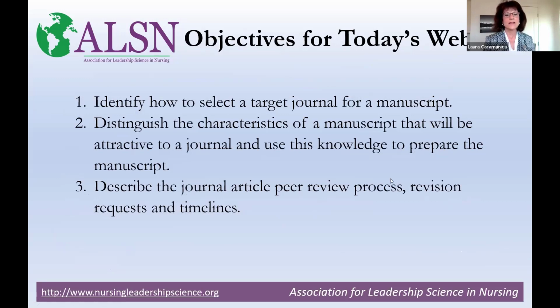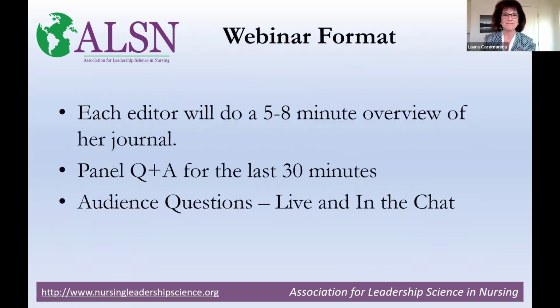Our goals for today and objectives are to identify how to select a target journal for that manuscript that you want to publish, and then to distinguish the characteristics of the manuscript, and will it be attractive to the journal? And use this knowledge as you prepare that manuscript. And describe the journal article peer review process, revision request, and timelines. Each editor will have about 5 to 8 minutes to tell you about their journal. This panel will be available for questions and answers for most of today's session, and then we'll take other questions. We're going to use the chat though for all of our questions.